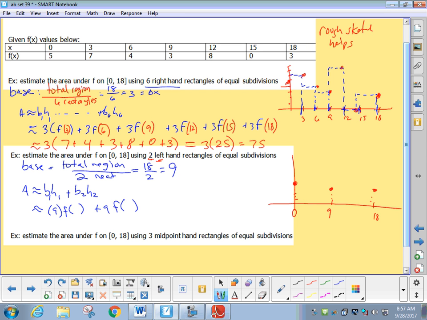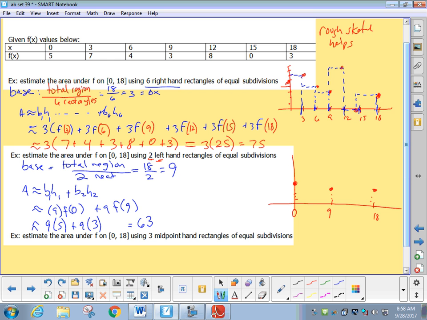If I'm using left hand, then from 0 to 9, I use the height at 0. The first height should be at 0. The next subinterval from 9 to 18, I use the left side, so that's the function at 9. Therefore, that is 9 times 5 plus 9 times 3, 45 plus 18 is 63. Did you get 63? Do we agree?